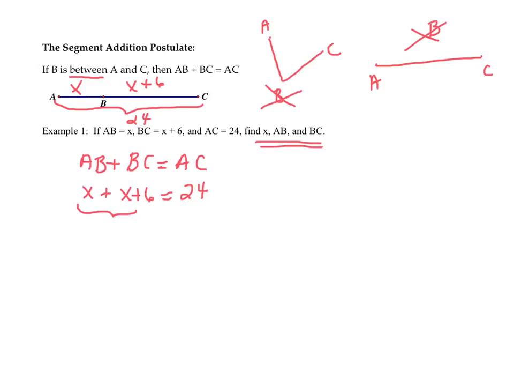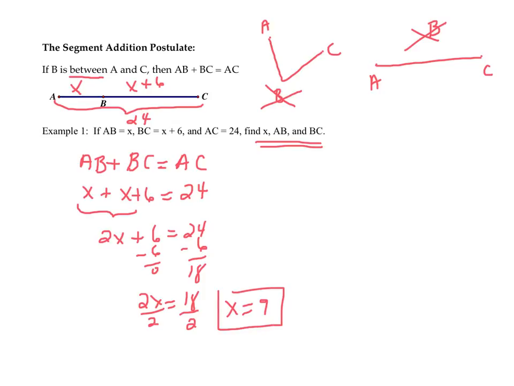Add those like terms on the left side, you know how to do it. 2x plus 6 is equal to 24. Continue solving, so isolate the variable on the left by subtracting 6 from both sides. 24 minus 6 is 18. If 2x is equal to 18, to solve for x we need to divide both sides by 2. So x is equal to 9. Remember, don't stop here. Make sure you answer the question. This one's pretty easy. We have x equals 9. AB was represented by x, so AB is equal to 9.